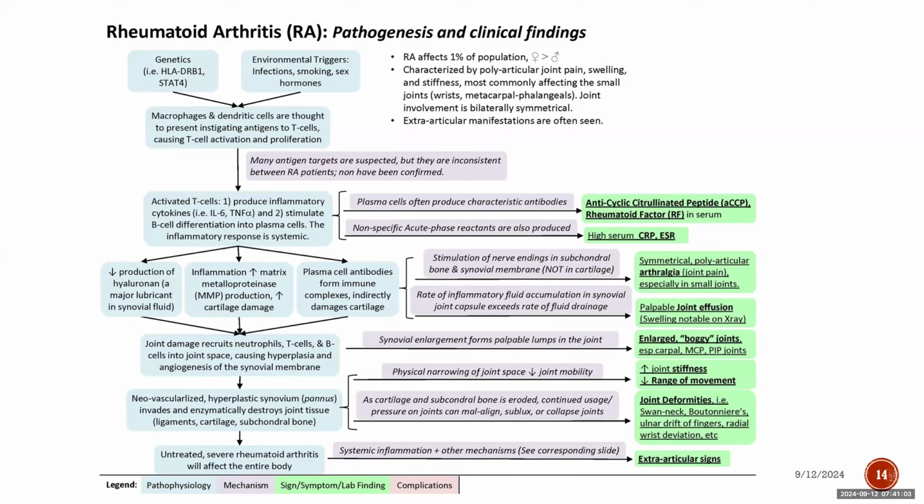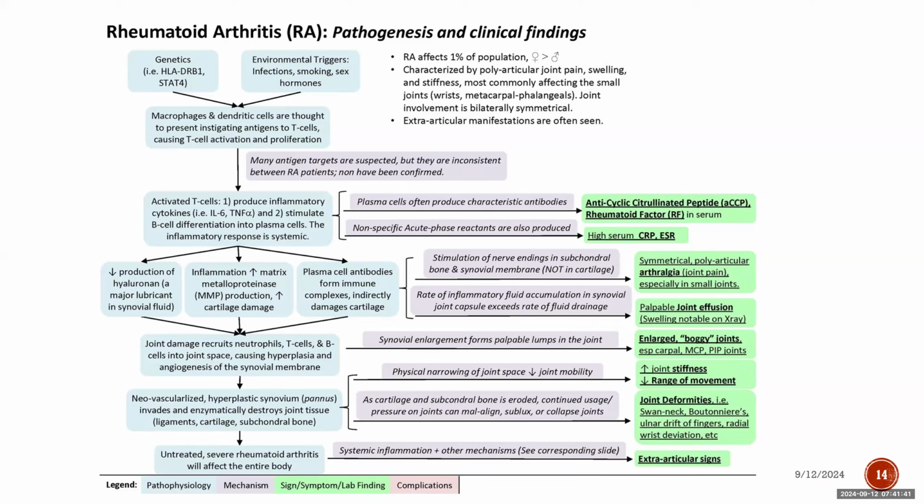So it's said that the activated T cells produce inflammatory cytokines, interleukin-6, tumor necrosis factor alpha, and interleukin-2, which stimulate B cell differentiation into plasma cells. So it's these plasma cells that often produce the characteristic antibodies that we want to check for: the anti-cyclic citrullinated peptide and also the rheumatoid factor that we see in serum. There could also be non-specific acute phase reactants, which we also see in serum. You can see the CRP and ESR.